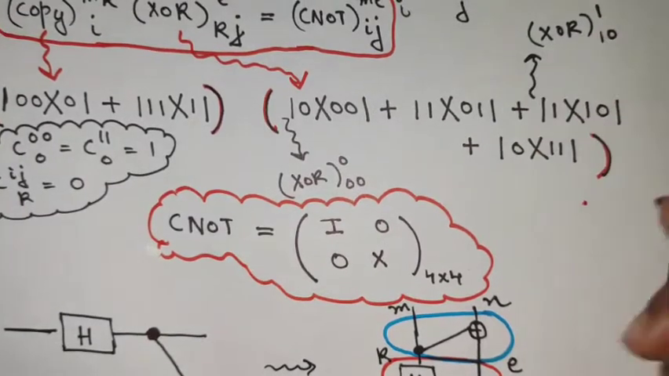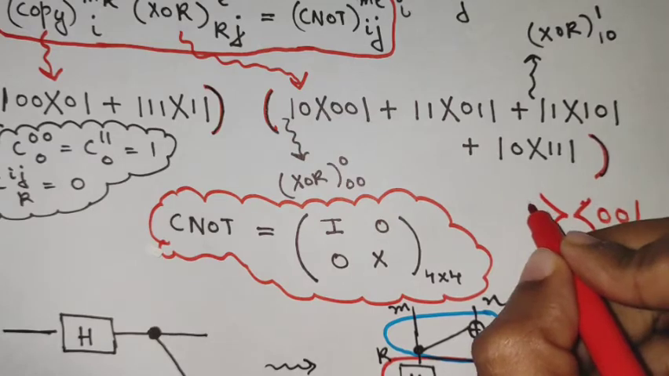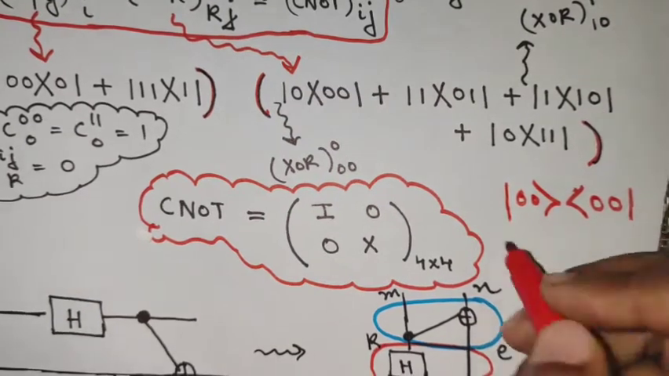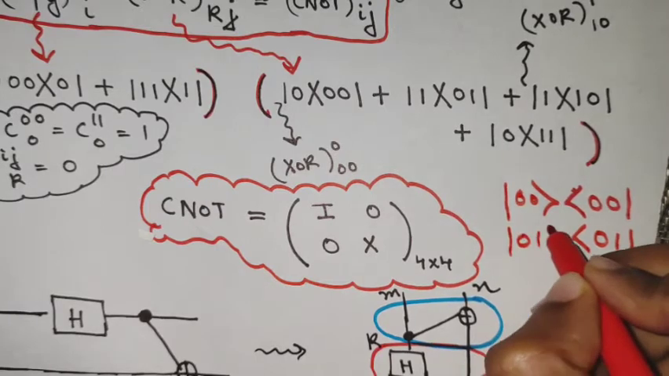So what this means is that the CNOT operation will take a 0 0. Suppose I have 0 0. It does nothing, it will produce 0 0. If I have 0 1, it will still do nothing and will give me 0 1.